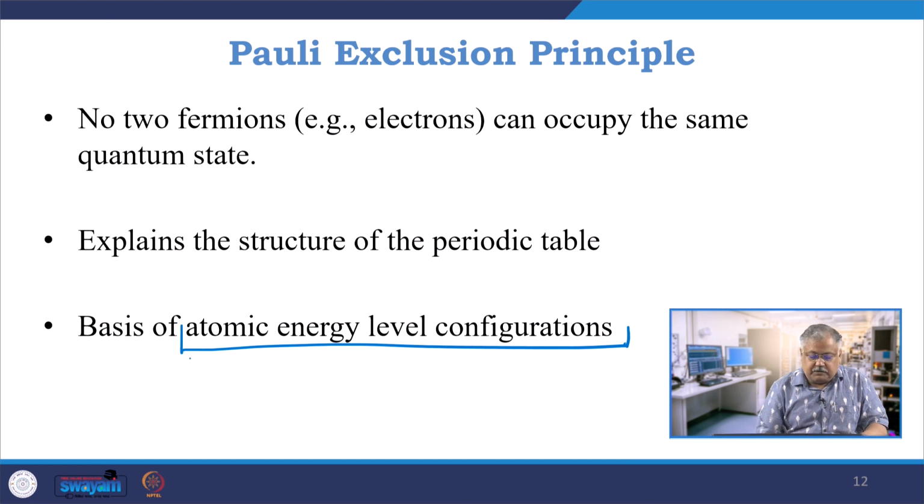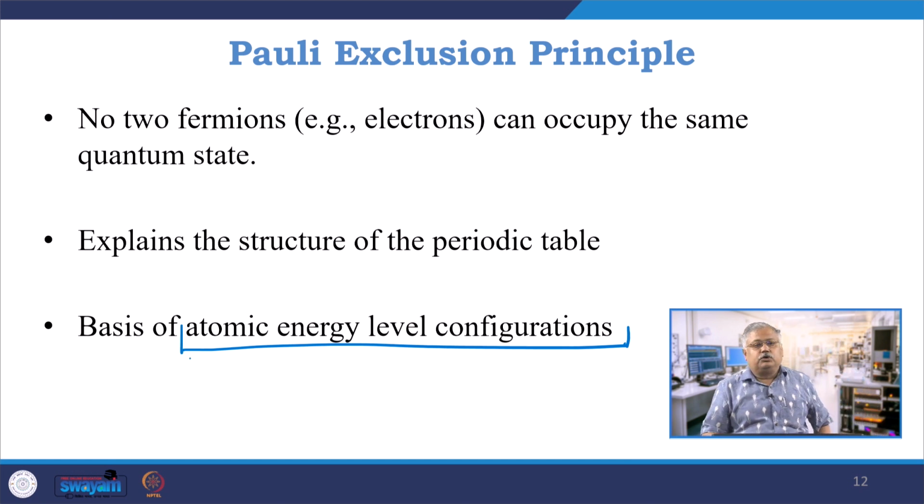The atomic level energy configuration is done using Pauli's exclusion principle. The most important part is that no two fermions, for example the electrons in this case, can occupy the same quantum state at the same instant of time, and two fermions can never occupy the same quantum state.